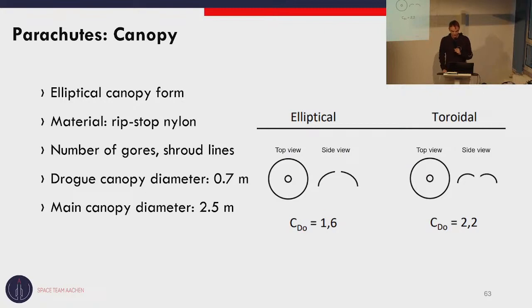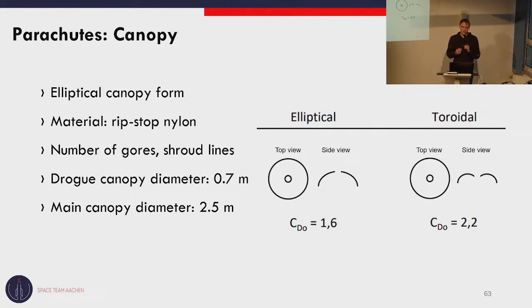The parachute canopy. Next, we will talk about the elliptical design and the toroidal one. We chose the elliptical design instead of the toroidal one because it's very simple. The toroidal one has a few benefits, mainly that the drag coefficient of the toroidal parachute is higher, so you can use a smaller parachute, but that's not a problem in our case. So we chose the elliptical for the simpler design.